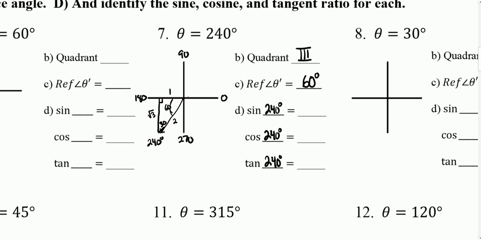And then we need to respect the quadrant. All x values are negative, so this is going to be a negative 1, because x is your horizontal base. And then all y values in the third quadrant are negative as well, so root 3 is going to be negative. The hypotenuse we're going to leave positive.